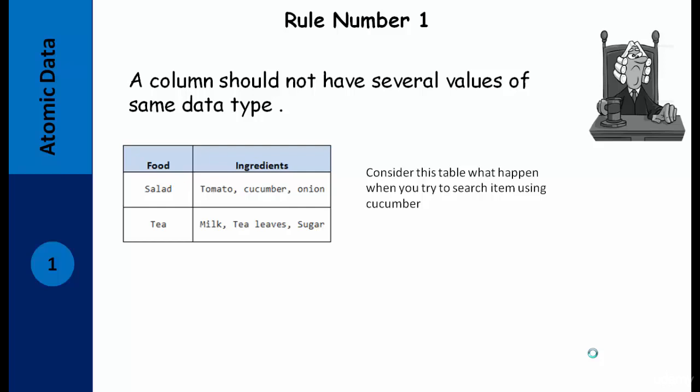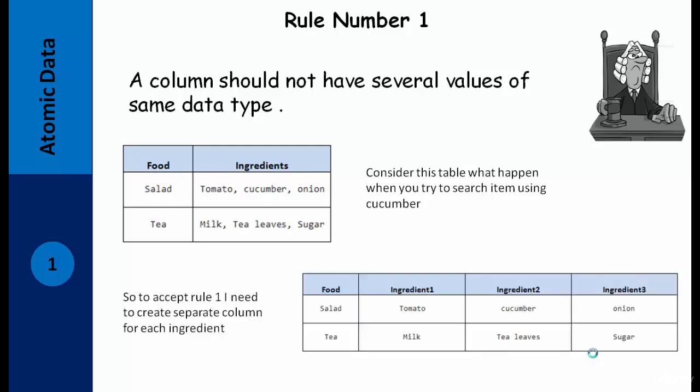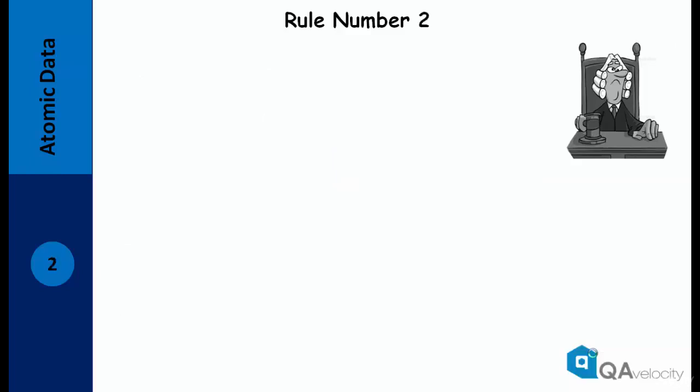What happens when you try to search an item using cucumber or onion? Will you be able to search? It seems impossible, right? So to accept rule 1, we need to create separate columns for each ingredient. Now what we have done is segregate the ingredients column into ingredient 1, 2 and 3. So now as per rule 1, our table is atomic enough.